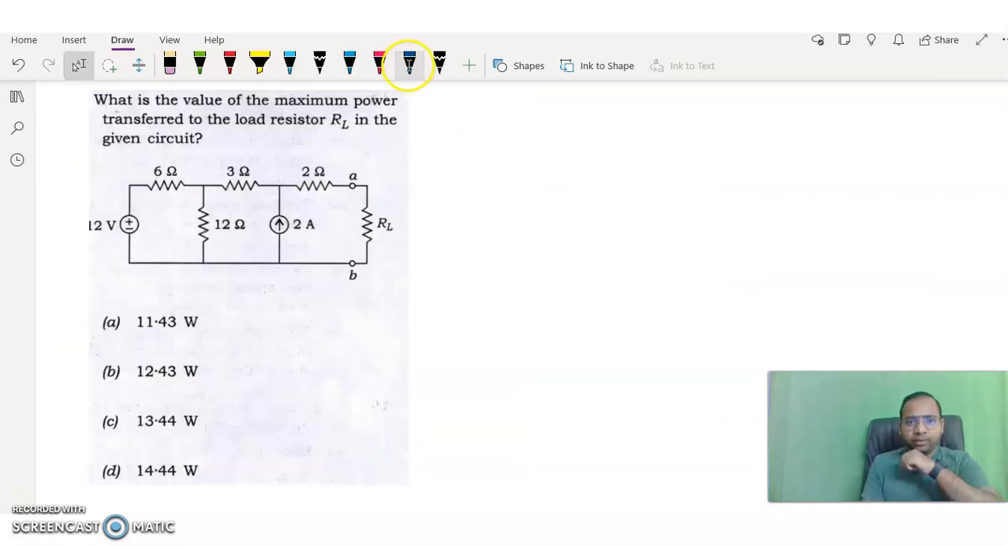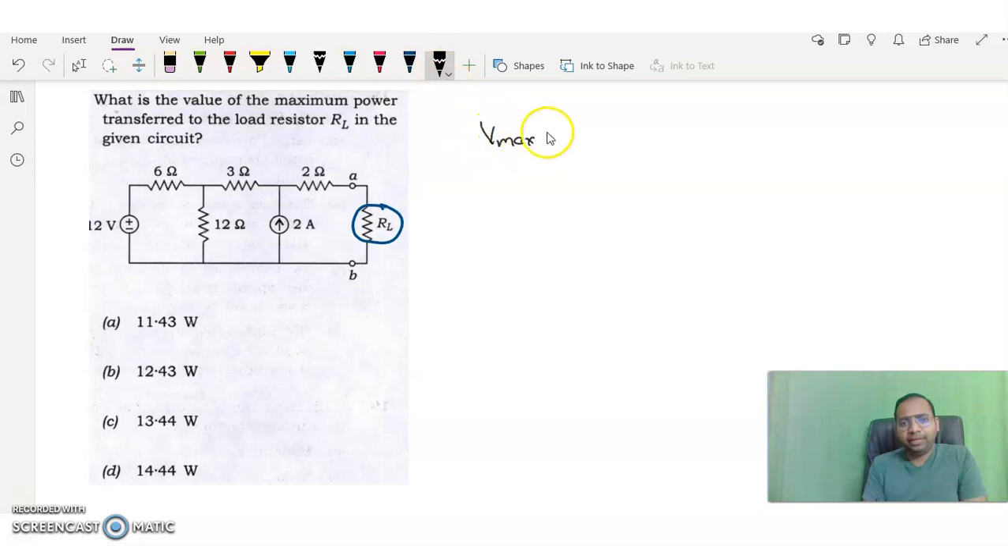Fine. Now while coming to this question, I will give some clue here. With the help of that clue, please try to solve this question. Otherwise, I will tell you in the next video. So what is the value of maximum power transfer to the load resistor in the given circuit? RL is given here. That means maximum power delivered to the load.